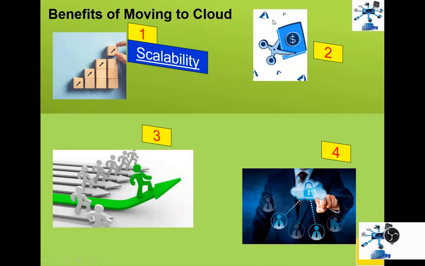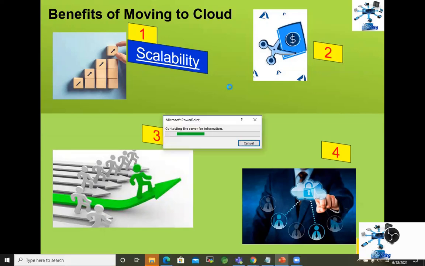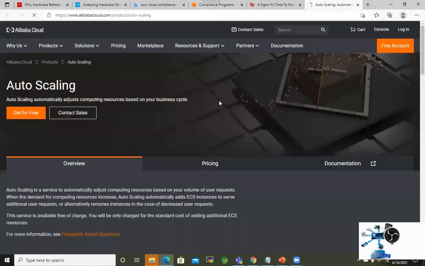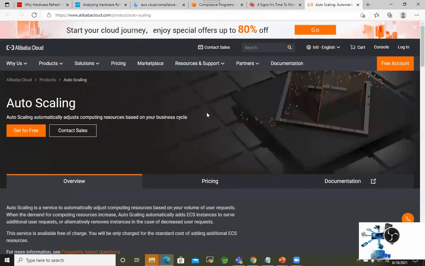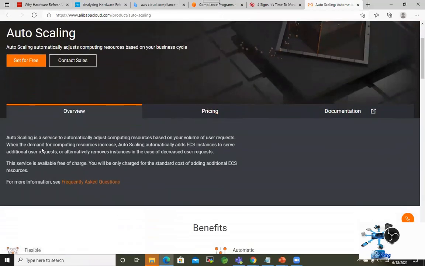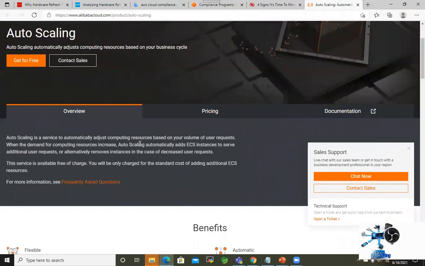So let's check a reference for this. We go inside, we can see auto scaling. Now this is with Alibaba Cloud. So Alibaba Cloud has this auto scaling, right? Auto scaling is a service to automatically adjust computing resources based on your volume request.